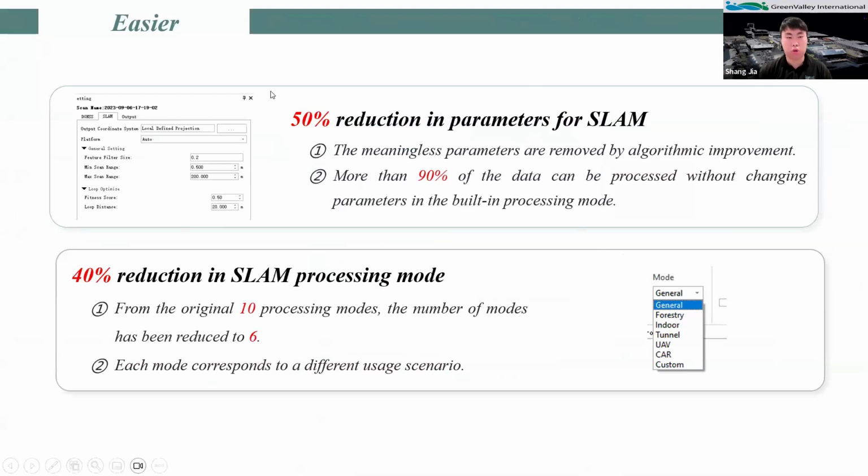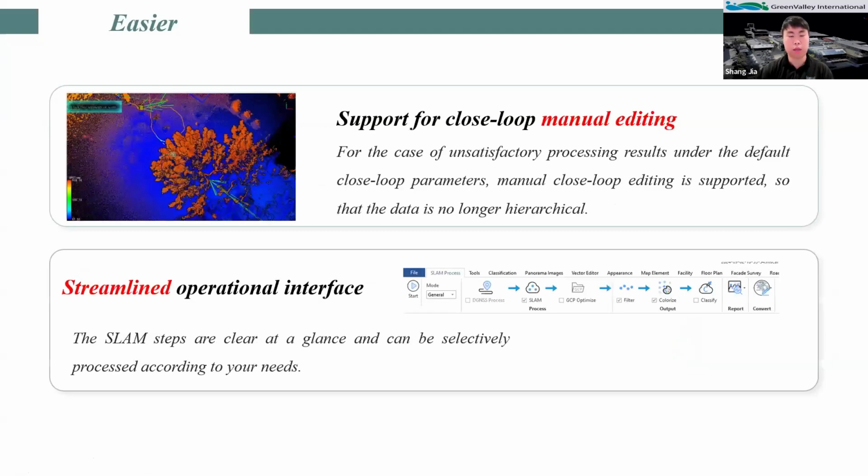So there's no more hassle of having to configure each individual setting. There's a 40% reduction in SLAM processing modes. Instead of many different modes, we have now condensed them so that they are more versatile and we don't have to stress about choosing the correct mode. It also supports closed loop manual editing, as well as a streamlined operation interface.